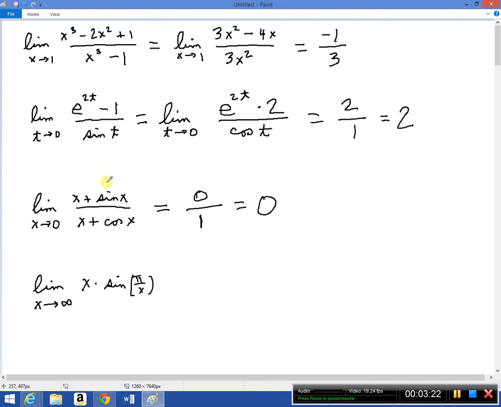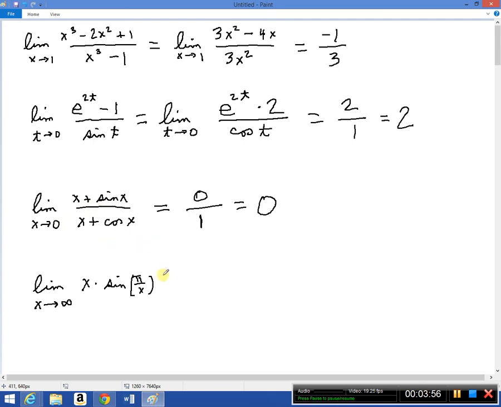I think this problem would be very bad for you if you use L'Hopital's rule. This is not a 0 over 0 situation. And if you use L'Hopital's rule, you'll get the wrong answer, undoubtedly, because the derivative of the top is going to be 1 plus cosine, and the bottom, you're going to get 1 minus sine. So as x goes to 0, you're going to end up with something like 2. But this function very definitely gets close to 0 as x approaches 0. There's no problem with this. It's 0 over 1.